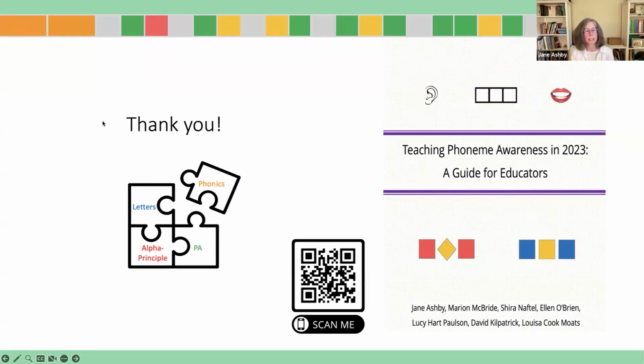And I just wanted to leave you with this figure, the idea that teaching PA helps students become more receptive to learning phonics. And PA is part of your overall literacy instruction.